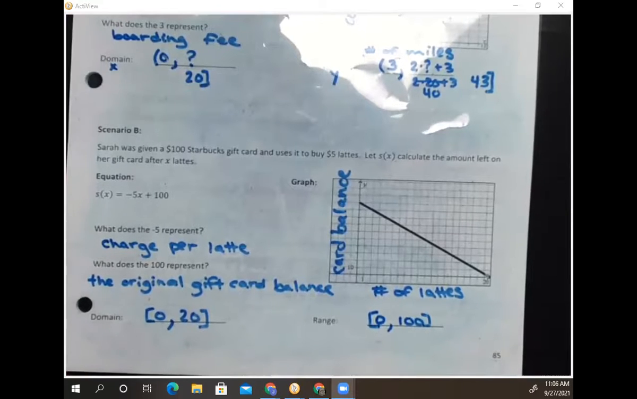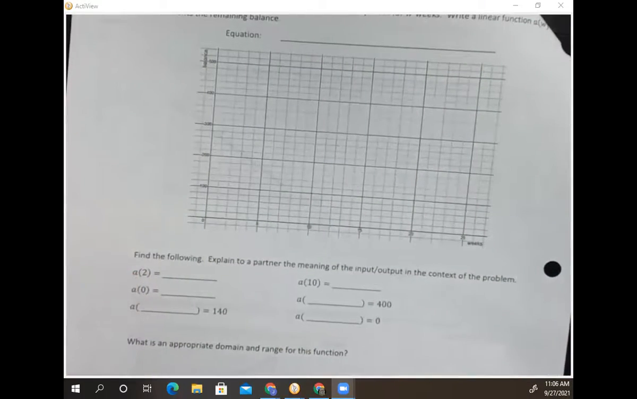Okay. We have one more sort of bigger scenario we're going to take a look at next. And for this next one, we're going to do a little more of the heavy lifting. So for A and B here, we were given the equation and we were given the graph. On page 86, this time we've got to create some of that.